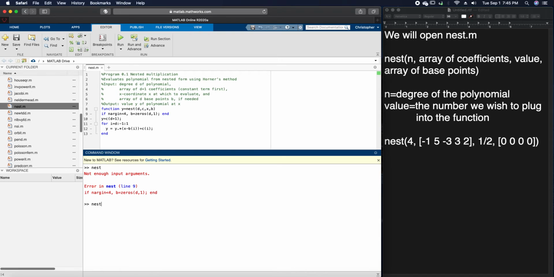So if I were to type that into MATLAB here, we would have 4, and then negative 1, 5, negative 3, 3, 2, the value 1 half, and then for those base points, all 4 of those were 0. And if we were to allow that to process by hitting enter, we get an answer of 1.25, which was that 5/4 that we saw in class.